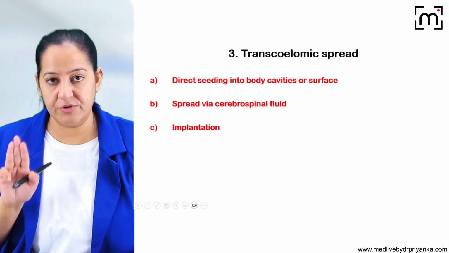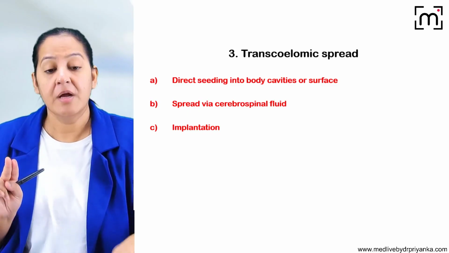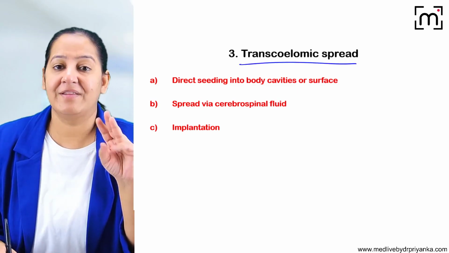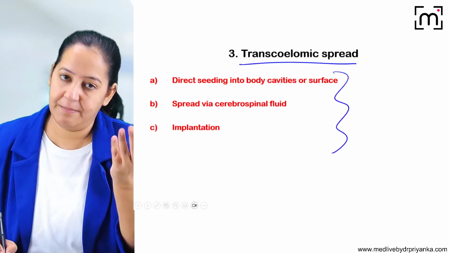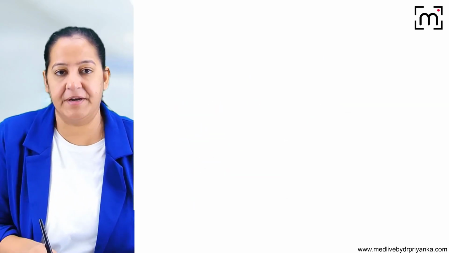So till now, out of the 3 routes, 2 are done. We have seen the lymphatic route, we have seen the hematogenous route. Coming to the third and the last route, that is transcoelomic route. In the transcoelomic spread, there are 3 types of spread. One by one, we will see it. Most commonly, it is through cavity. Now see, this is the primary tumor.